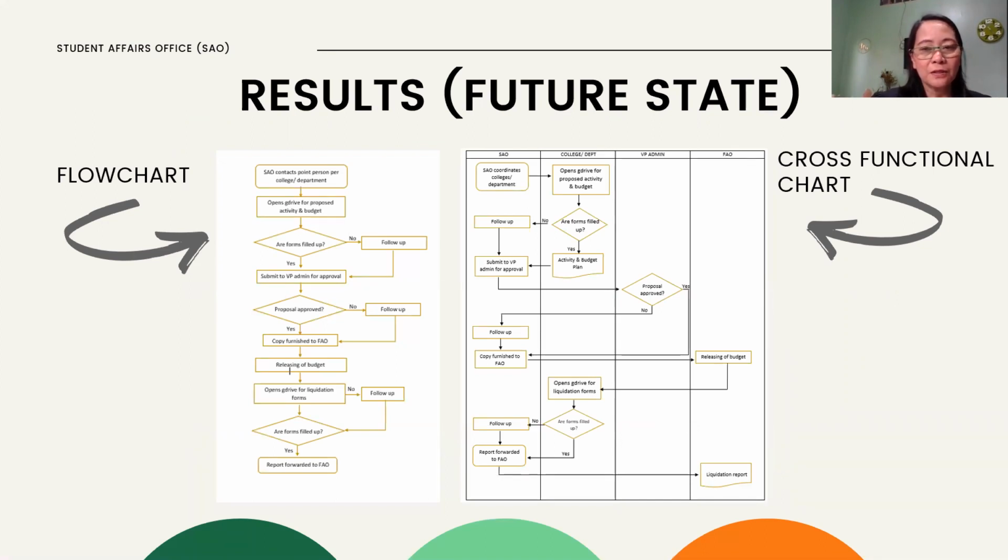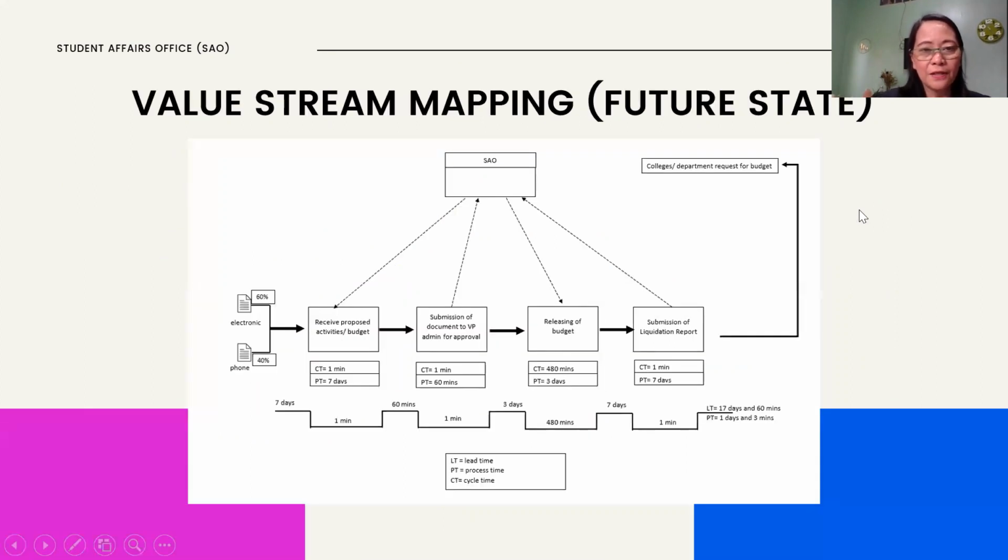We also presented it in three different frameworks: the flow chart, the cross-functional chart, and the value stream mapping. Note that we already eliminated all the other factors that hamper the flow. And with using the same means of communication, the electronics and phones, we no longer consolidate the activities and budget manually. We will now use the Google Drive.